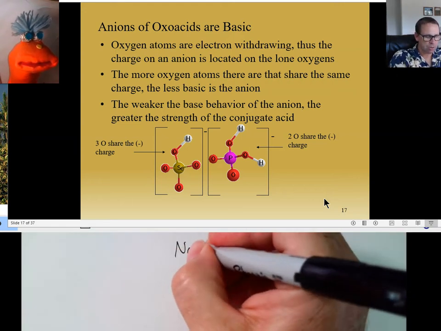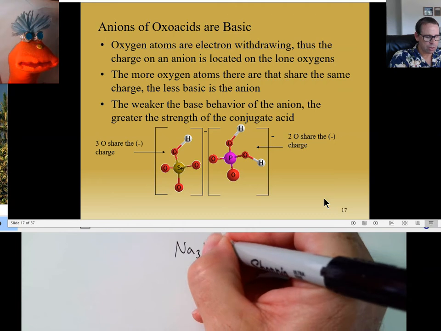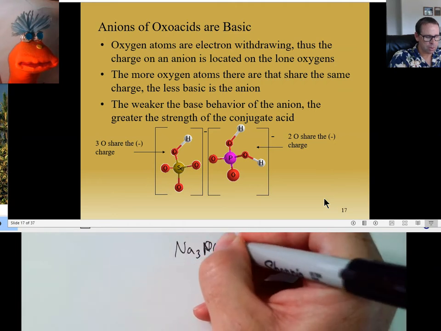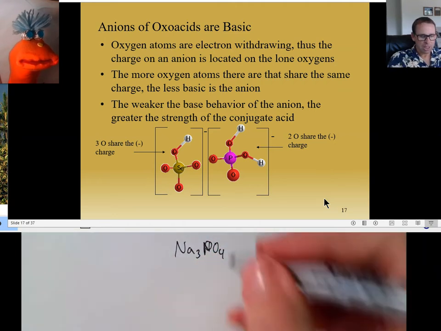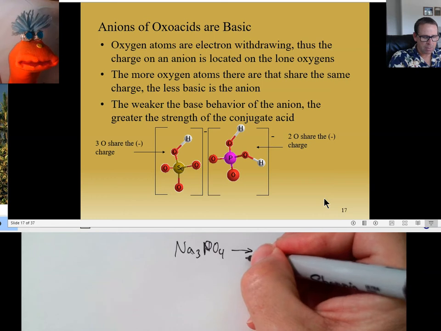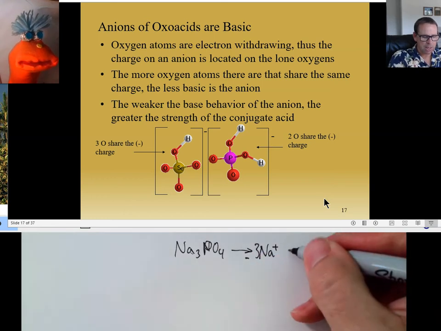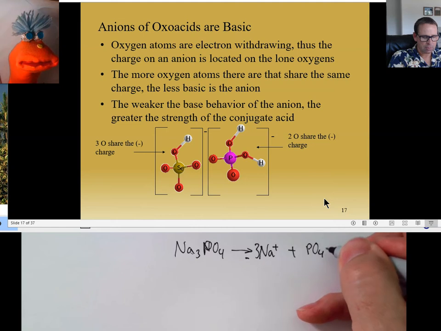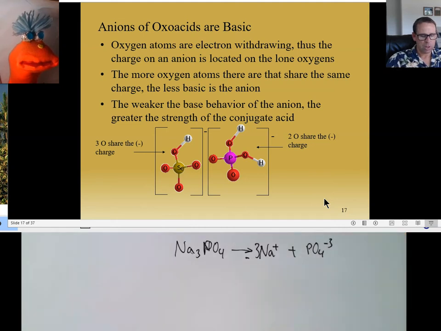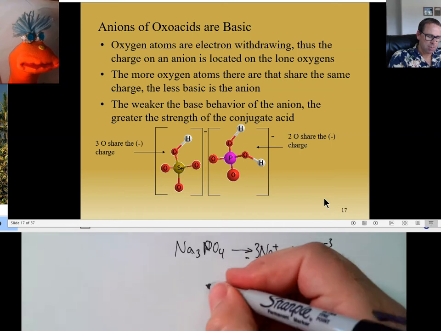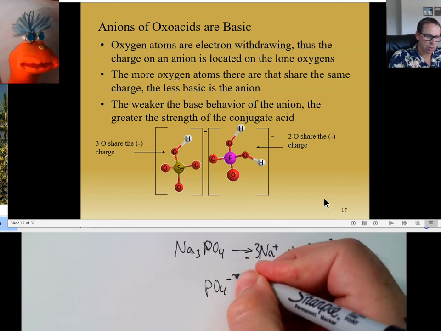All right? Another way that you can get the phosphate ion all by itself and behave like a strong base is to add to solution something like sodium phosphate, Na3PO4. Because that is an ionic compound that's completely soluble, you're going to release 3 sodium ions and a phosphate ion. And when you release that phosphate ion, PO4 3 minus, it behaves like a strong base.